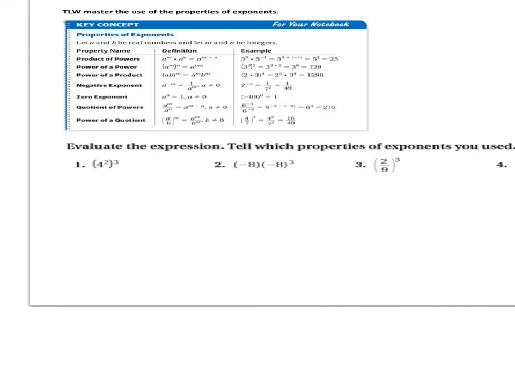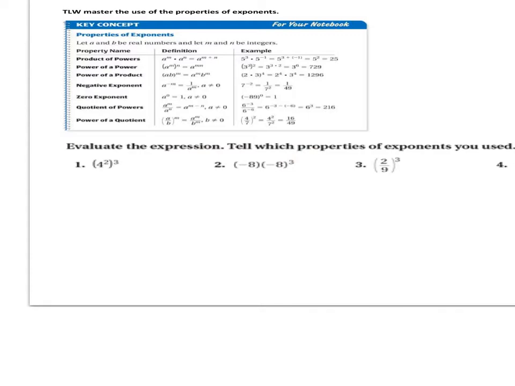Alright guys, today's goal: the learner will master the use of properties of exponents. Okay, so we have all these properties here. It says evaluate the expression, tell which properties of exponents are used.